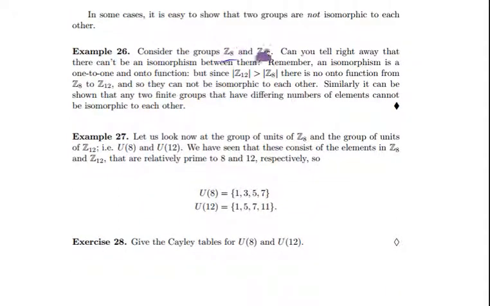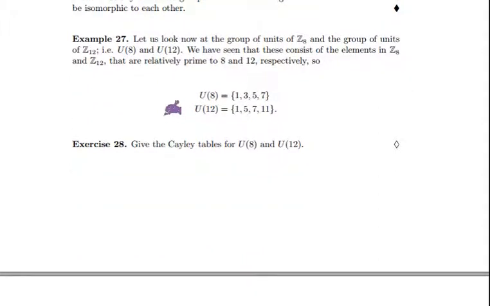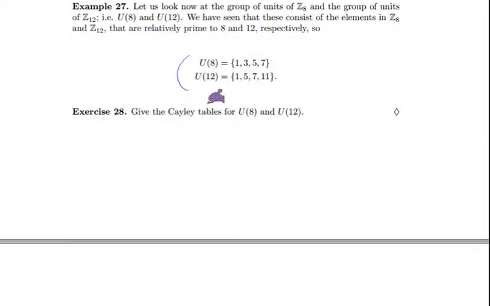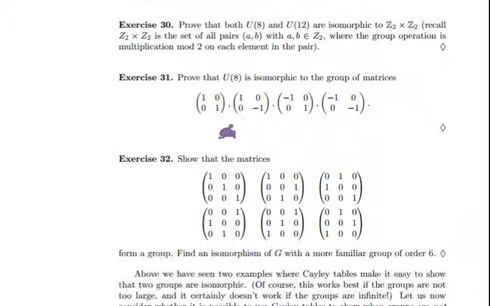Here's another example of two groups of integers, additive groups of integers. These turn out not to be isomorphic. Here's two multiplicative groups of units. It turns out that these are isomorphic. Quite interesting that although the origins are somewhat different, the two groups are in fact isomorphic. They have the same structure and the same relationships between group elements.